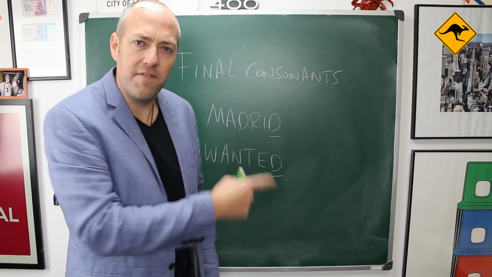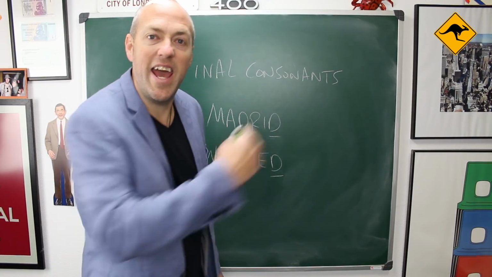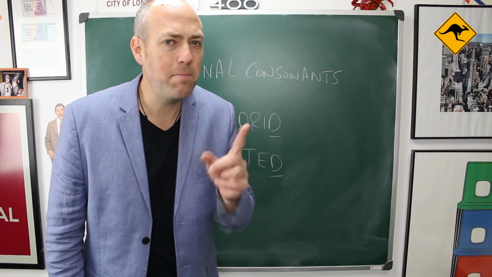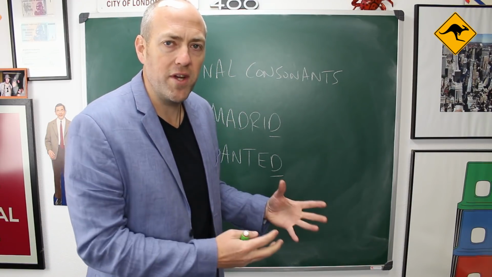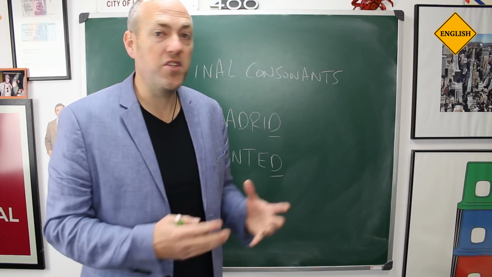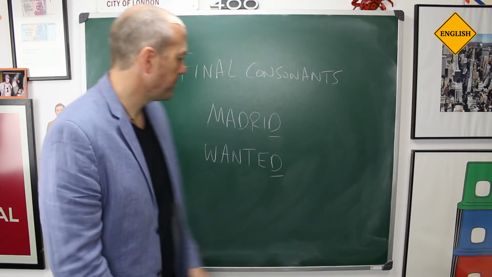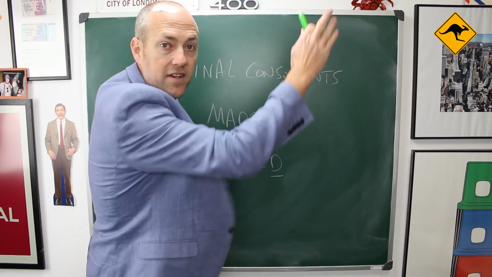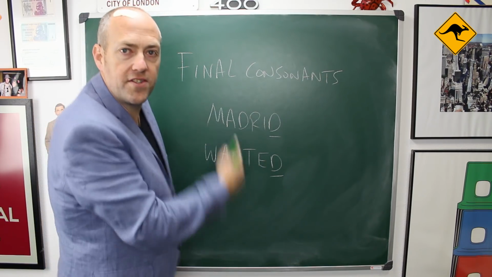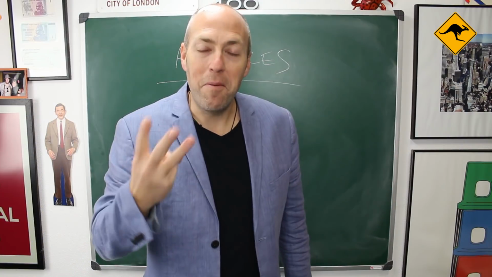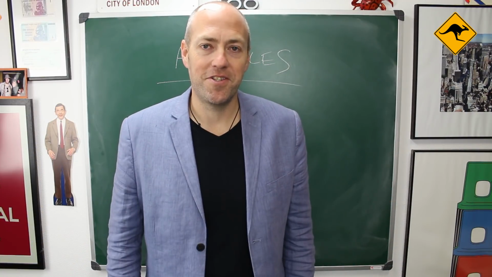What's the secret to this pronunciation? Imagine this final consonant like an extra syllable at the end of the word. It doesn't matter if you pronounce a voiced D or an unvoiced T. You just have to produce something. Madrid, extra syllable. Wanted, extra syllable. That's it.